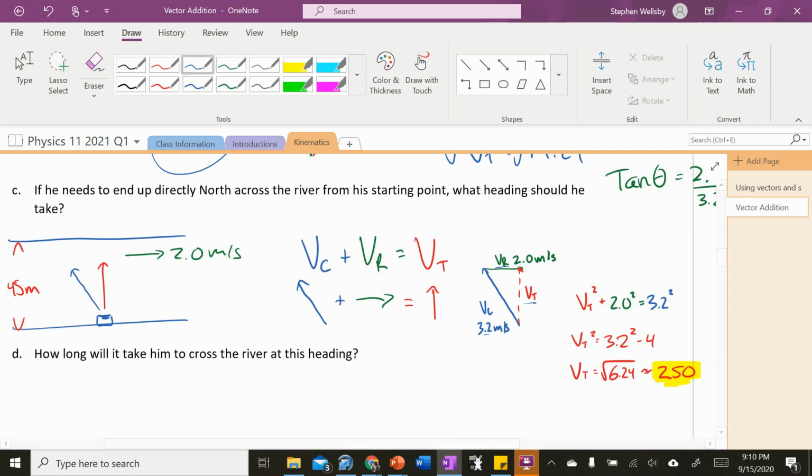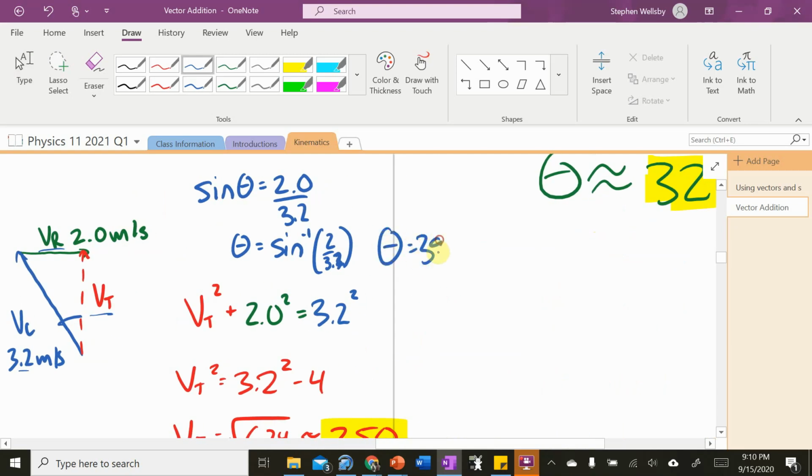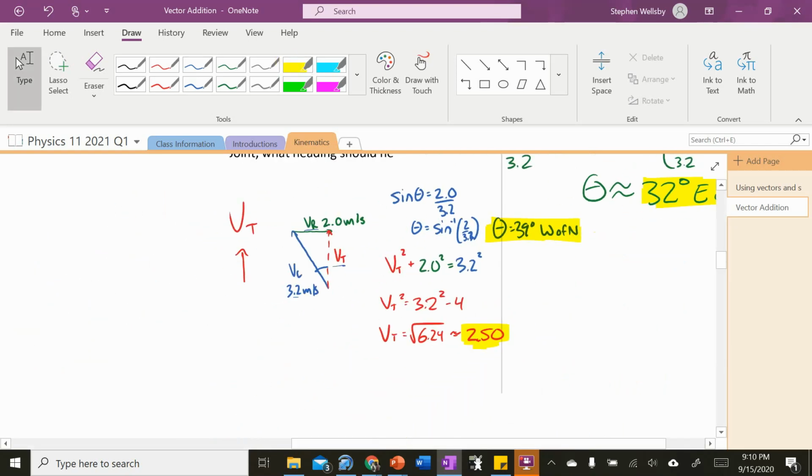If we want to know the heading, though, this is where we're going to need to use a little bit of trigonometry. So we know the opposite, and we also know the hypotenuse. So opposite and hypotenuse, what would that be? Well, it is sine. So sine of theta is going to equal 2 divided by 3.2. And so theta is going to be the inverse sine of 2 over 3.2. And that's going to be 39 degrees. So theta equals 39 degrees. And we're going to have to travel west of north. So this is the actual answer that we need for part C, 39 degrees west of north.